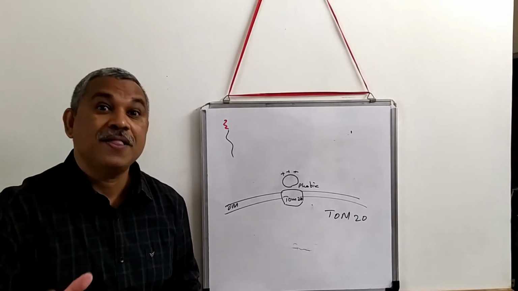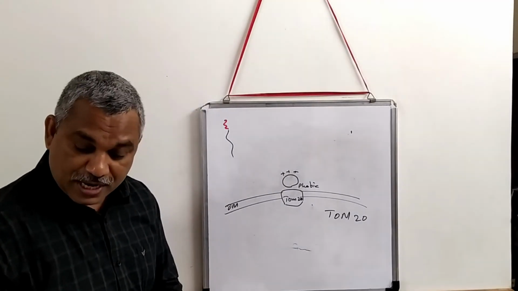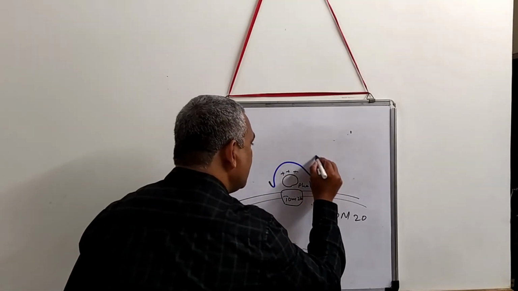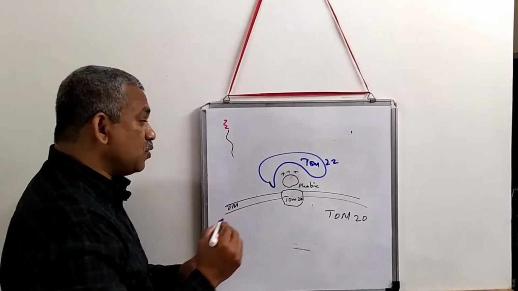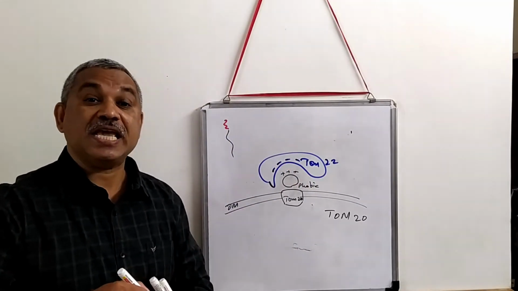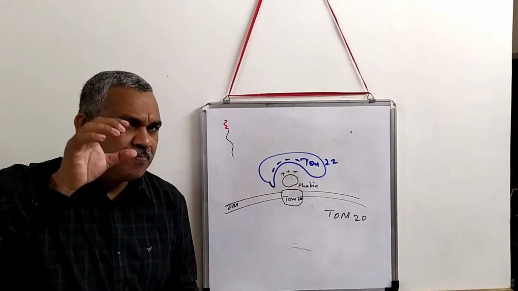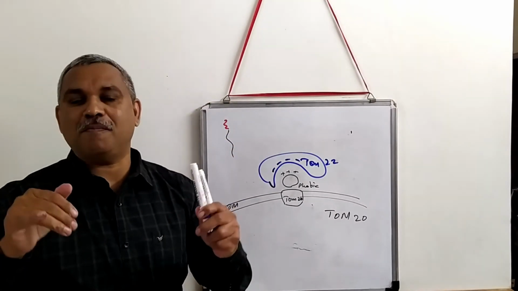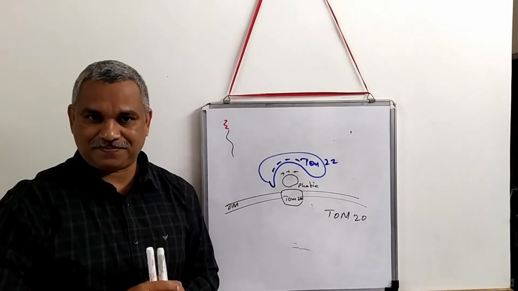How to stabilize? There is another protein present in the outer membrane, and that protein is what we call TOM 22. So here is another protein, TOM 22. Now TOM 22 has negative charges. Because of this negative charge, this interaction is more stable, and it will ensure that the protein is now ready to be translocated into mitochondria. So that is exactly the role of the TOM complex.